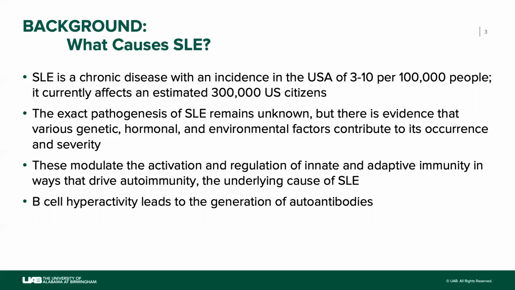The exact pathogenesis of SLE still remains unknown, but there is evidence that various genetic, hormonal, and environmental factors contribute to its occurrence and severity. Each of those is thought to modulate the activation and regulation of innate and adaptive immunity in ways that drive autoimmunity, which is the underlying cause of SLE. And central to autoimmunity in SLE is B cell hyperactivity, leading to the generation of autoantibodies.